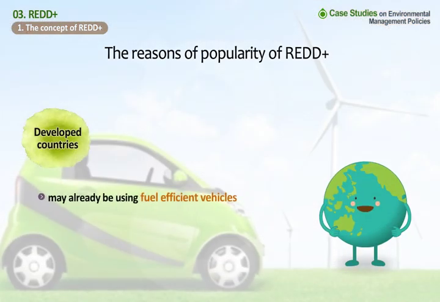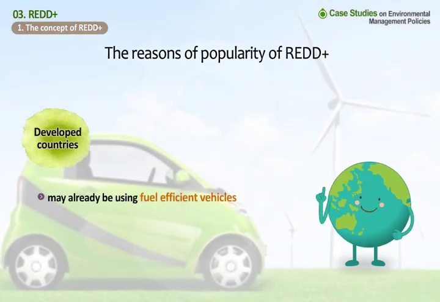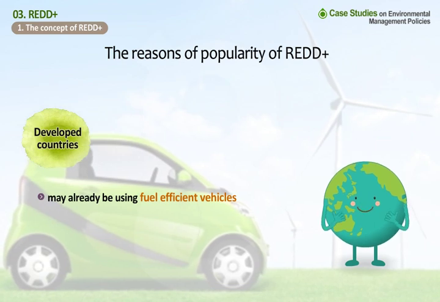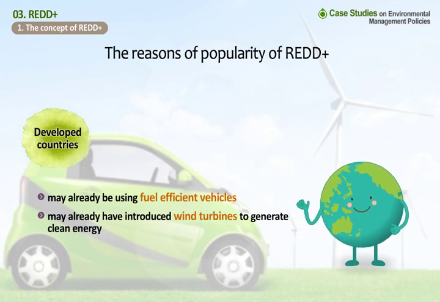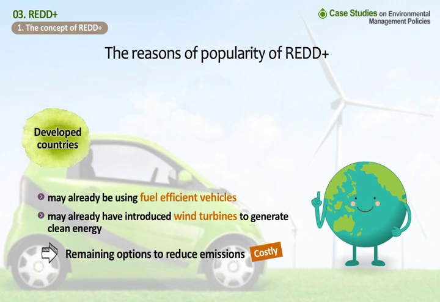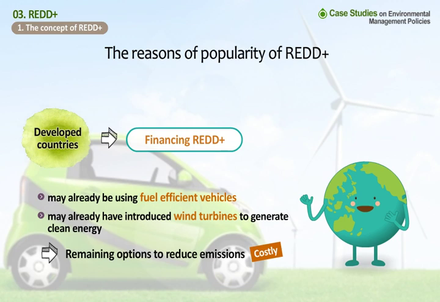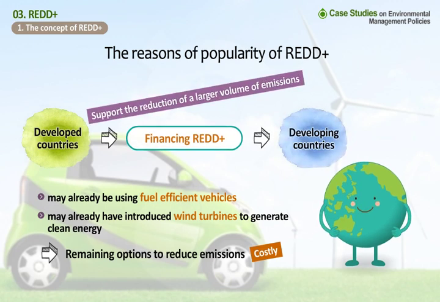For example, a developed country may already be using fuel-efficient vehicles and may already have introduced wind turbines to generate clean energy and so forth, and many of their remaining options to reduce emissions may be costly. In this case, with the same amount of money spent on reducing emissions in its own territory, a developed country could support the reduction of a much larger volume of emissions in developing countries by financing REDD+.